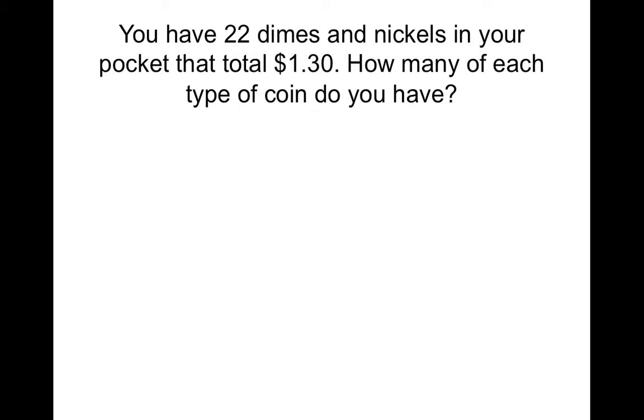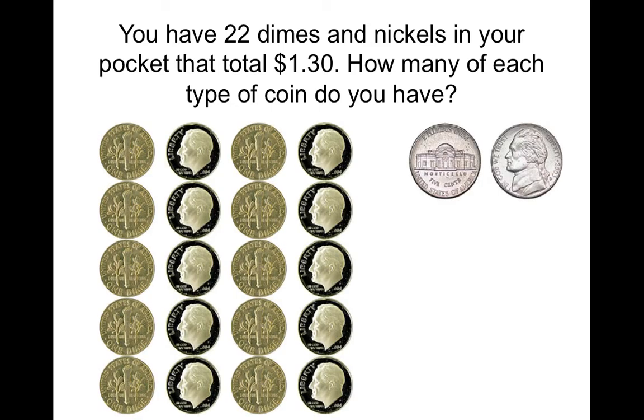You have 22 dimes and nickels in your pocket that total $1.30. How many of each type of coin do you have? Well, we could try to guess. We have 22 coins, so perhaps we have 20 dimes and 2 nickels.